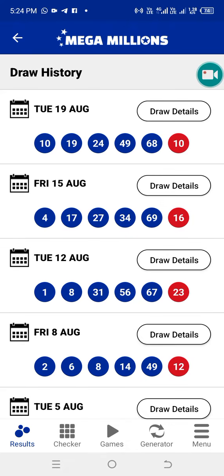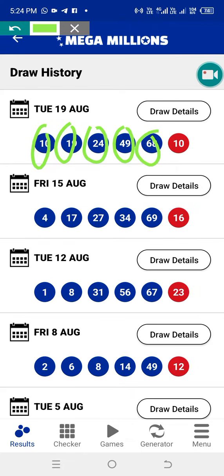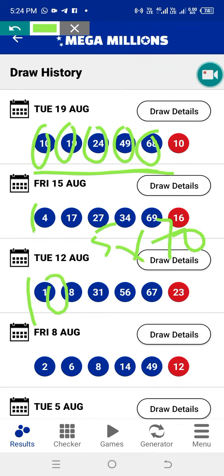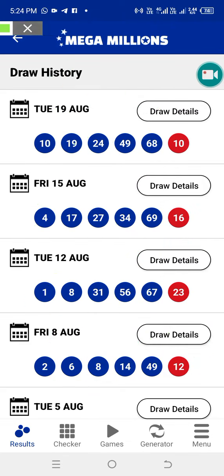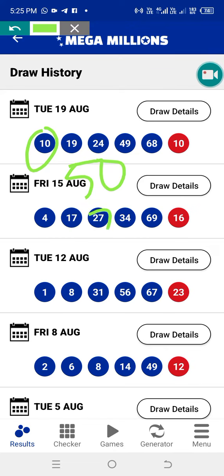The next one is to take each number and multiply by 5 and 70. So you can check this number, multiply by 5 and 70. Meaning 10 multiplied by 5 multiplied by 70, 19 multiplied by 5 multiplied by 70. If the answer you get has many zeros at the back, you take that answer. For example, here 10 times 5 is 50, times 70 is 3,500, with zeros at the back.